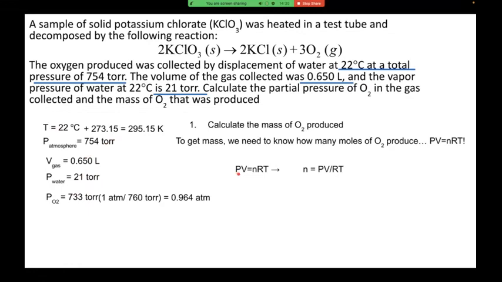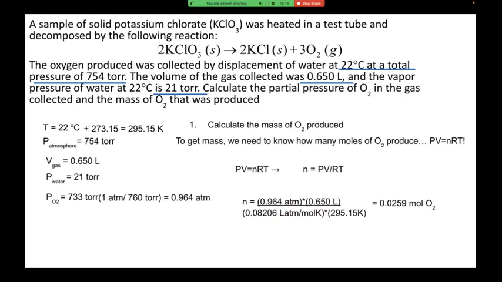PV equals nRT. I'm isolating my number of moles because that's what I want to solve for, and say that my number of moles, n, is equal to PV divided by RT. I plug in what I'm given. My n is equal to my 0.964 atm times my 0.650 liters, because that's the volume of the gas that we're given, divided by my ideal gas constant, 0.08206 liter atmospheres per mole Kelvin, times my temperature. When I plug this into my calculator, we find out that this produced 0.0259 moles of oxygen gas.